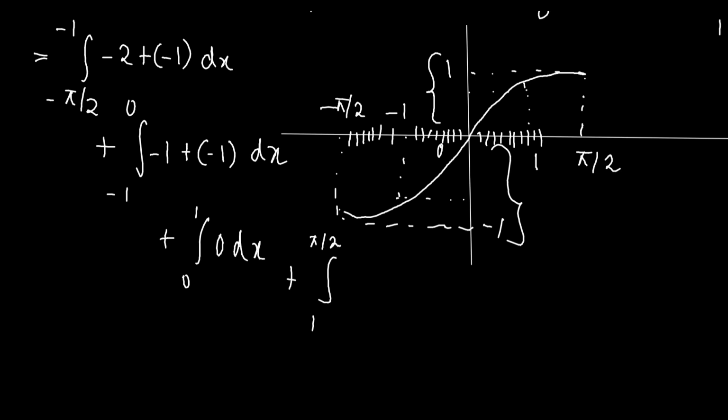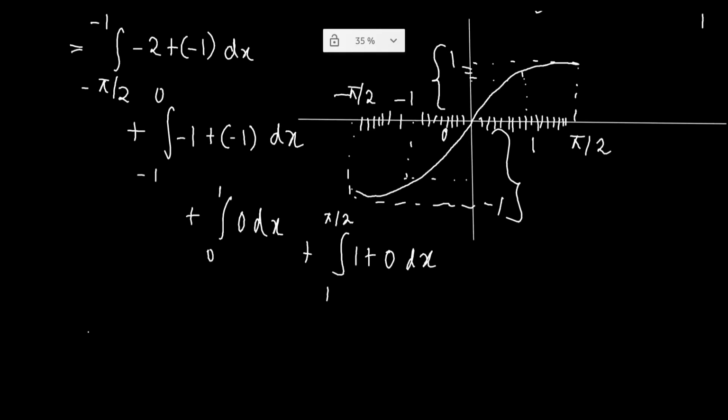Now from 1 to pi by 2, that means these intervals. In this interval also, sin x is lying between 0 to 1, whatever the value we will get in this interval. So if it is from 0 to 1, box of sin x will be 0. So it is plus 0 dx. Now we will solve this one.